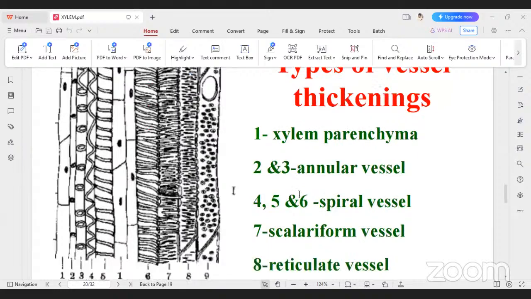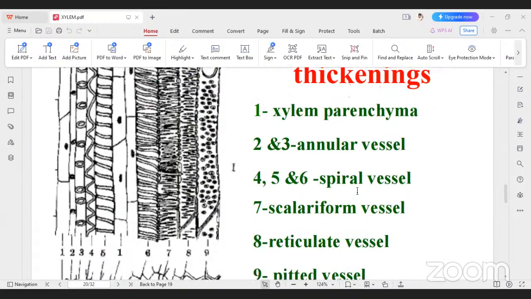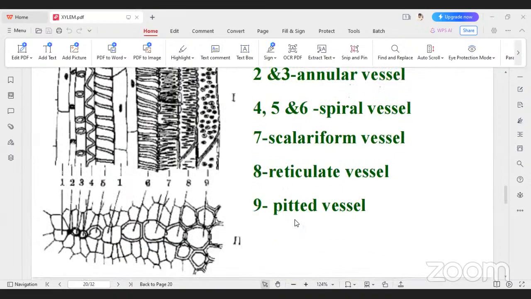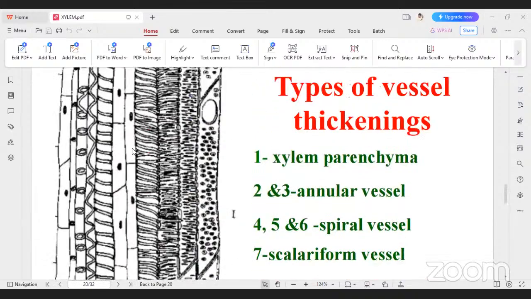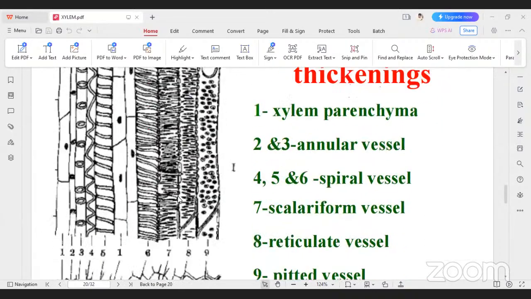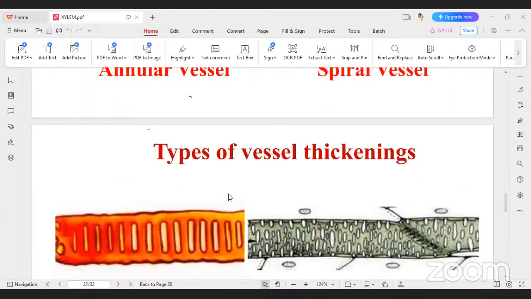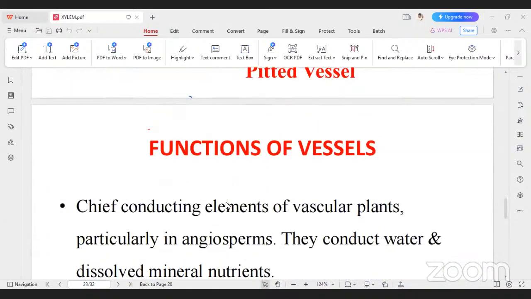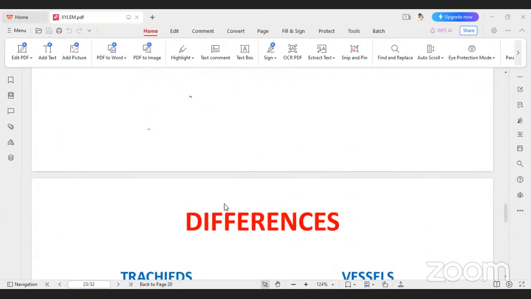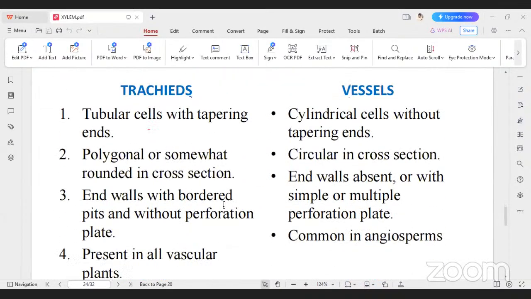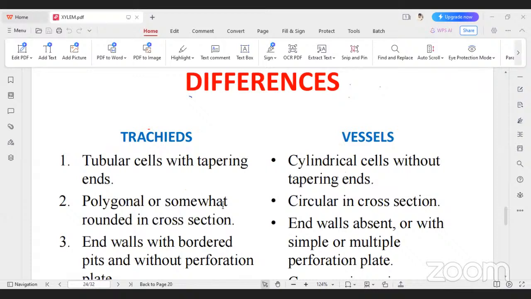The types of vessel thickening are the same here: annular, spiral, scalariform, pitted, the same as tracheid thickenings. The function of vessels is also the same. From the examination point of view, the difference between tracheids and vessels is also important, a very important short answer.